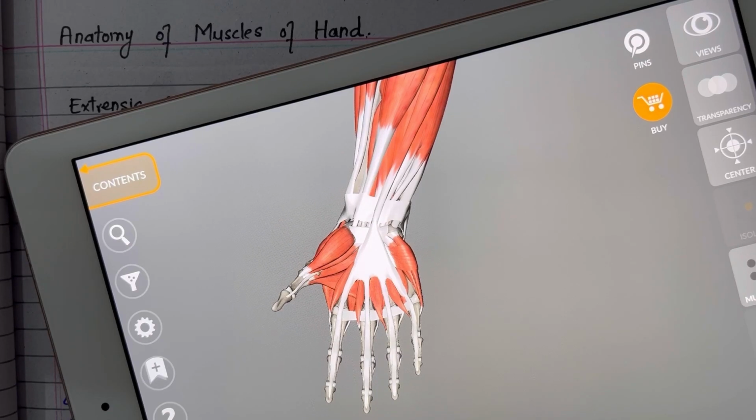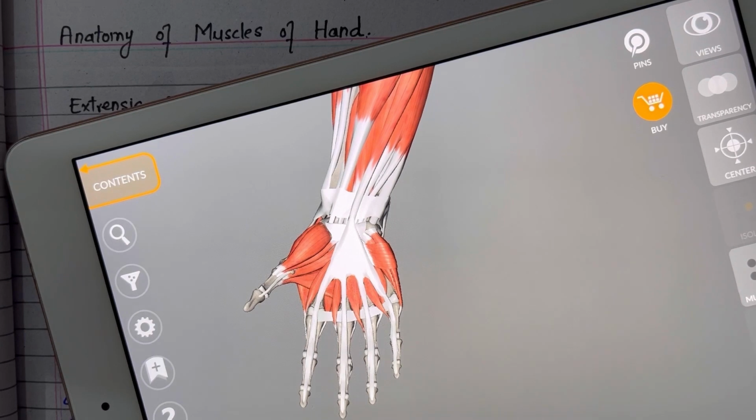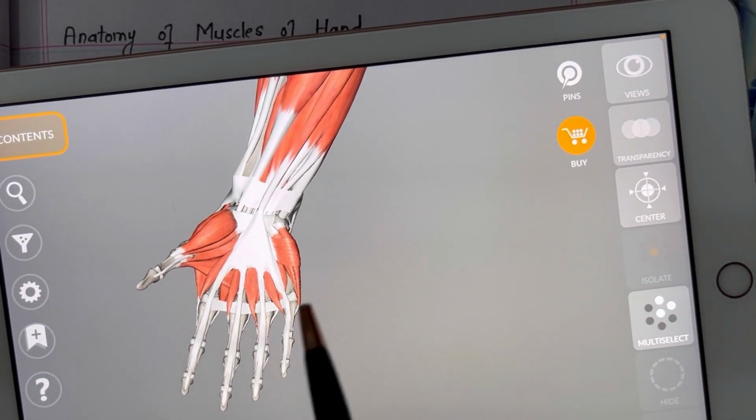Hello doctors, welcome back. In this video lecture, we will discuss the anatomy of the muscles of the hand. Student, the muscles of the hand are grouped into extrinsic and intrinsic muscles.